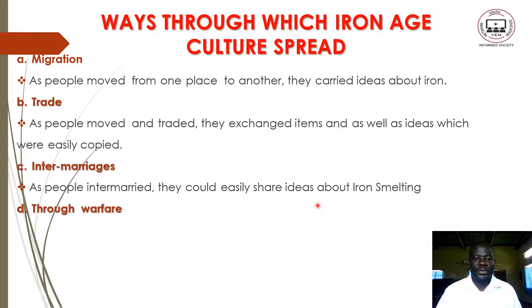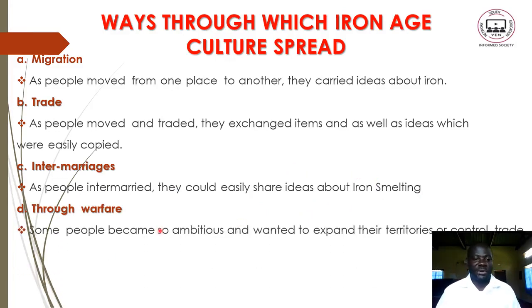Also through warfare. It was also another way. Some people became so ambitious and wanted to expand their territories or control trade. Just as we have seen that the Assyrians, when they came to Egypt, which was ruled by the Cushites by then, they wanted to expand their territory. The Cushites lost the battle because they were weak in terms of the weapons they were using. So we see that through that warfare, those ideas also spread: all right, with these strong weapons, we are going to expand our territory.